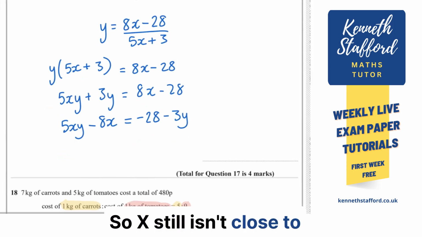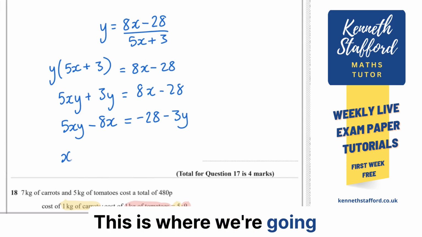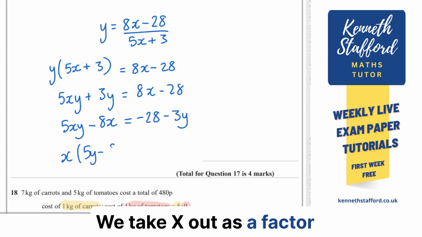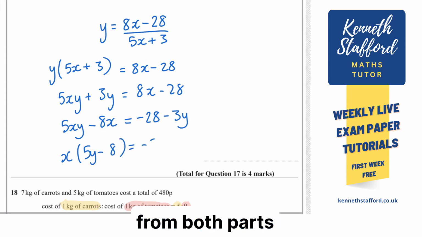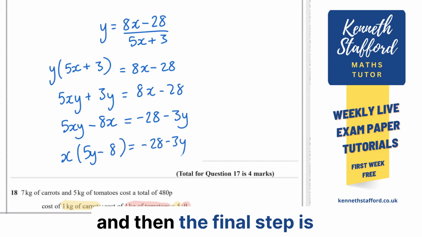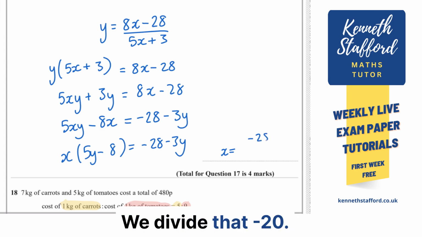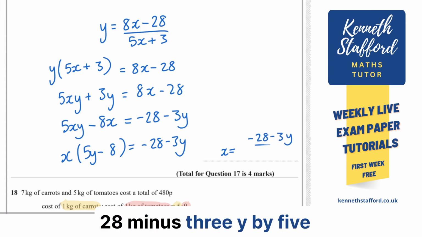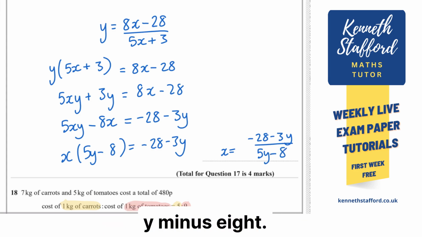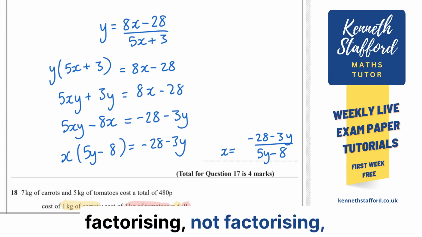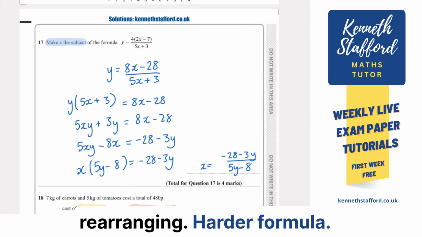So x still isn't close to being the subject here. This is where we're going to factorize, like I was just on about. We take x out as a factor from both parts. And then the final step to get x as the subject is we divide that minus 28 minus 3y by 5y minus 8. So the term for these is rearranging harder formulae.